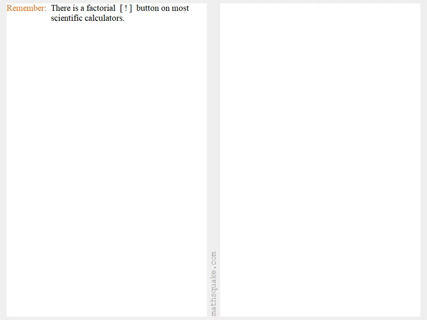Now remember, there is a factorial button, an exclamation mark, on most scientific calculators. It is worth finding out where it is on your calculator. It'll be above one of the buttons and you use the shift button. So typing 6 factorial will give the answer 720.